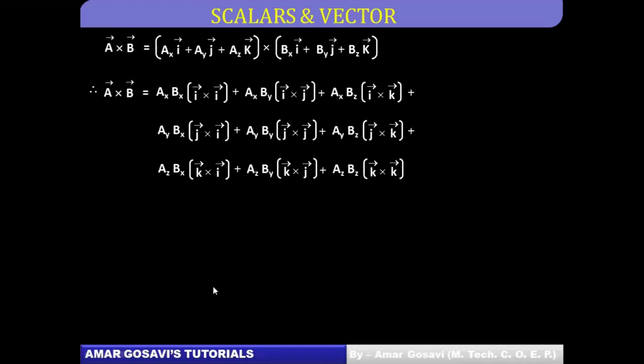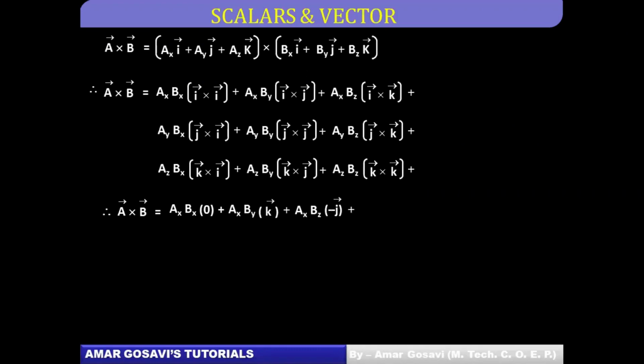Okay, let's move ahead. So let's say A cross B will be given as AX BX. Now we know I cross I is 0. So the first bracket becomes 0. Plus AY BY. I cross J is K. So the second becomes K. But you can see the third term AX BZ. I cross K, we all know I cross K is minus J. We'll put it as minus J over there.